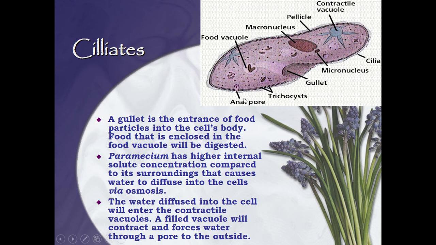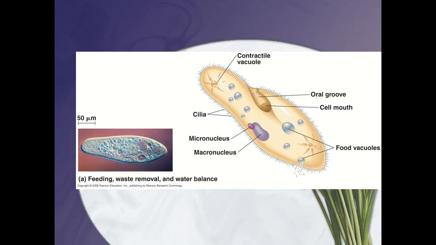Another structure that you need to know in a Paramecium is the gullet, which is the entrance of food particles into the cell body, and the food later will be enclosed in the food vacuole as it is digested. Meanwhile, water will diffuse into the cell and enter the contractile vacuole. This is the contractile vacuole, which forces the water through the pore to the outside. This is the structure. The oral groove, also known as the gullet, and this is the contractile vacuole used to store and remove the water inside the Paramecium.